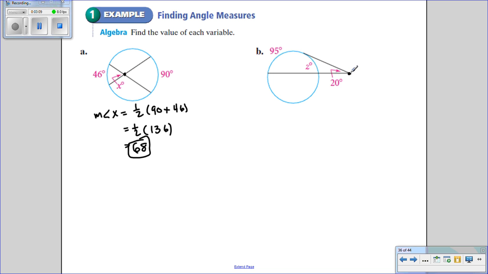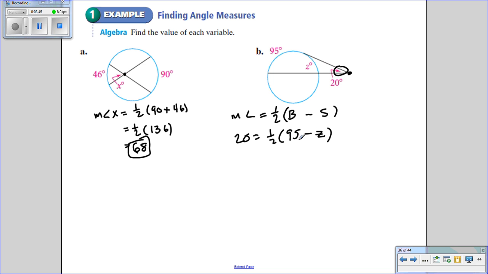Now this one here, you have the two lines intersecting outside the circle, so we are going to subtract our two intercepted arcs. The measure of the angle is equal to half of the bigger arc minus the smaller arc. We always have to subtract smaller from the bigger. In this case, I know the angle, I'm going to put that over here. That's 20. And the bigger arc is 95, and our smaller arc in this case is z. So we're trying to find this arc.